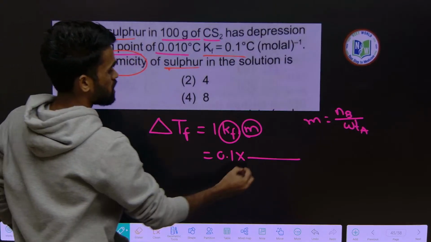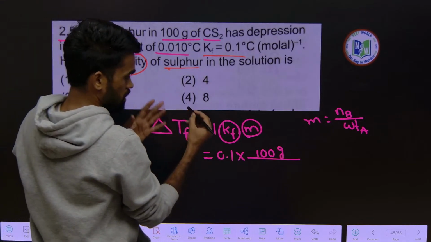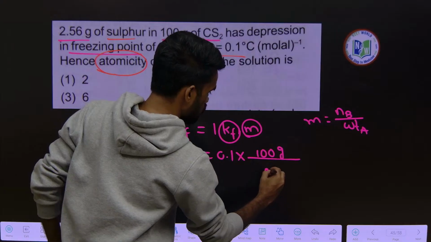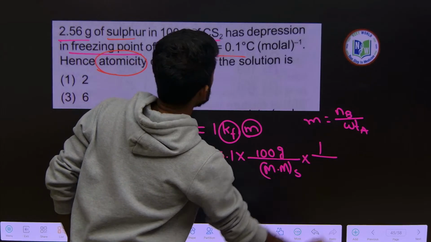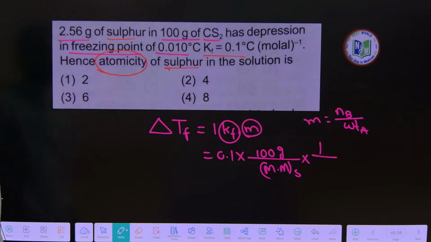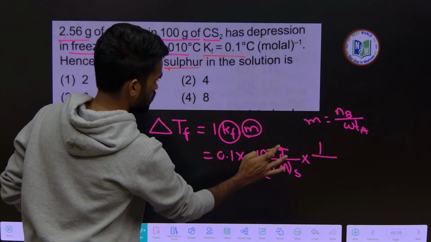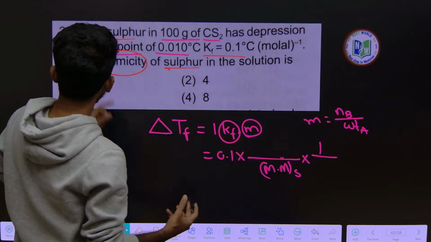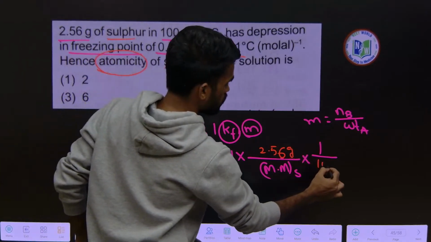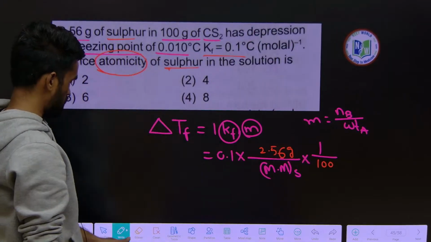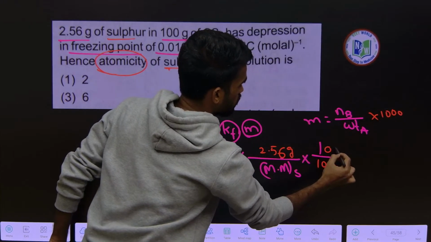So the number of moles of solute, you can take the mass given, 2.56 grams of solute, divided by the molar mass of sulfur. We need to find this molar mass. And 1 kg is how many grams? The weight of solute is 2.56 grams, present in 100 grams of carbon disulfide. If you are making it in grams per kilogram, you just multiply this with 1000.